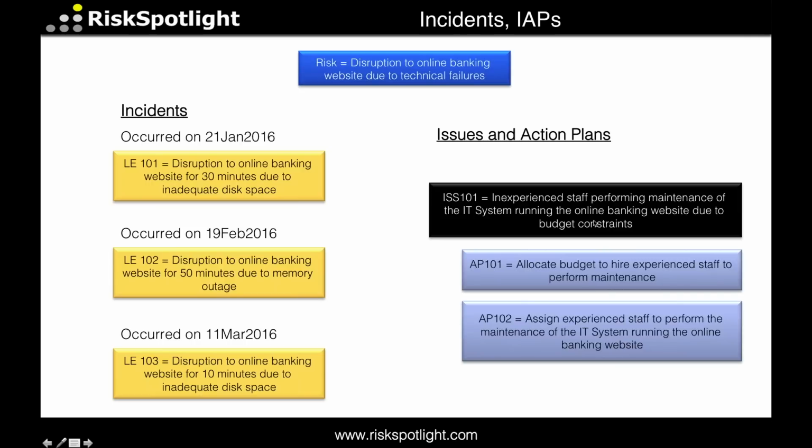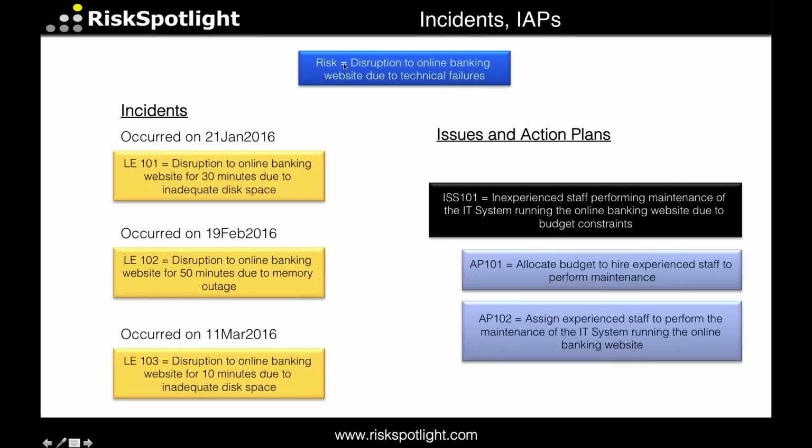So again, there is a lot of confusion in some organizations when I deal with this particular topic, about what is a risk and what is an incident and what is an issue, and some organizations use those terms interchangeably. But at least I want to provide my clarity or my understanding here, and then you can decide whether that works for you or not. So in this case, we have a risk of disruption to online banking website due to technical failure.